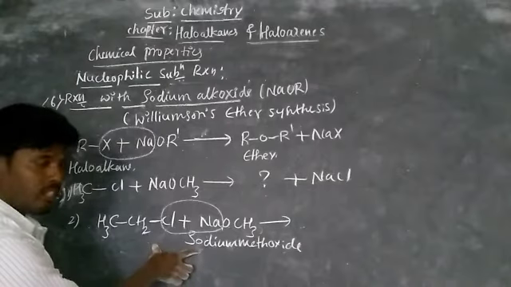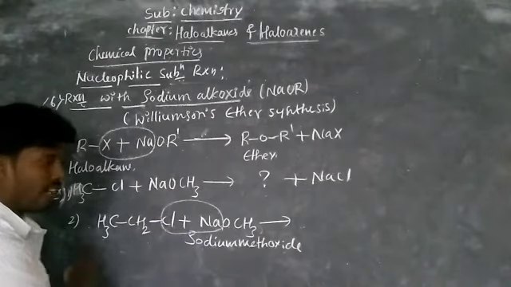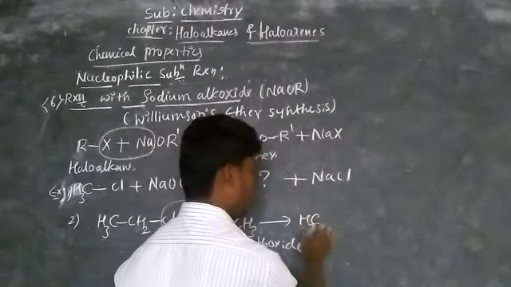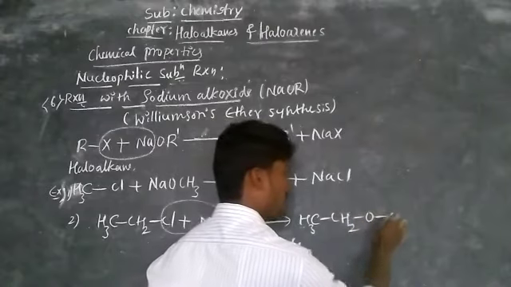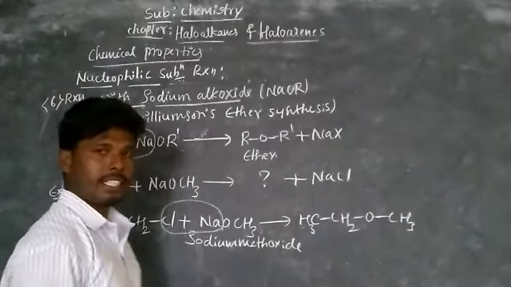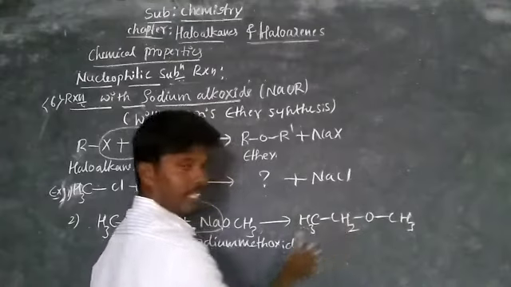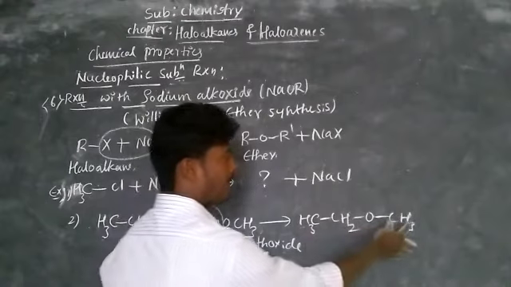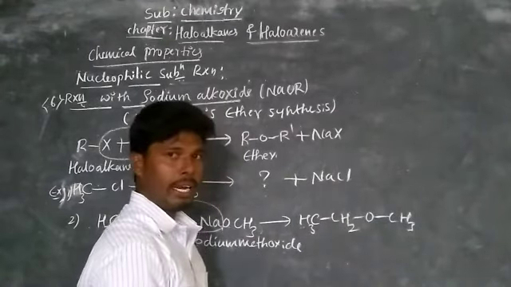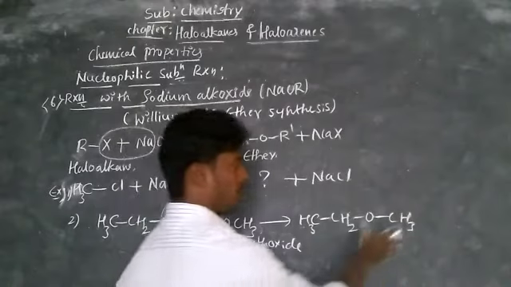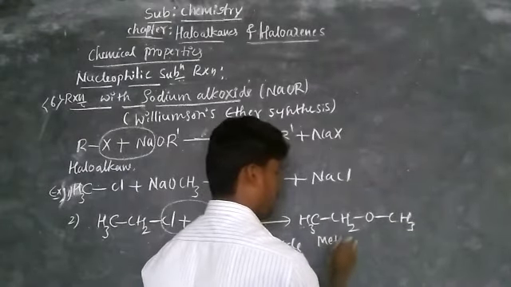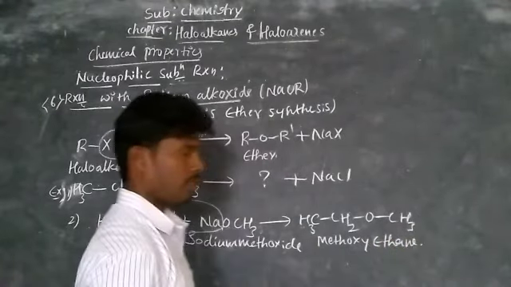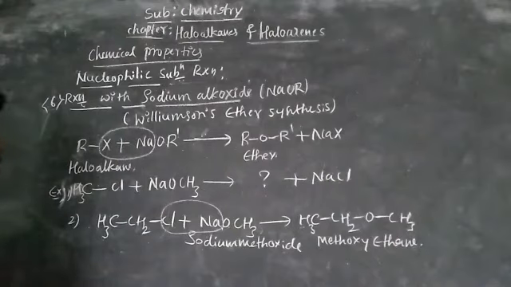By understanding this equation, you should write this one. You can definitely solve it. So what you get is CH3CH2OCH3. What is the name? Methoxyethane. The longest chain is treated as the parent, and the shorter chain combined with oxygen is pronounced as alkoxy, like methoxyethane. Methoxyethane is the name. So this is the reaction with sodium alkoxide.